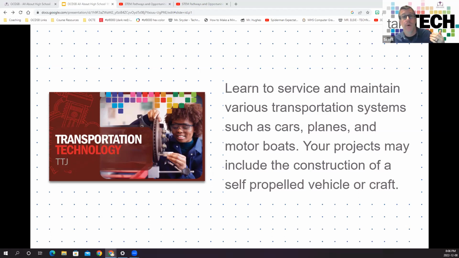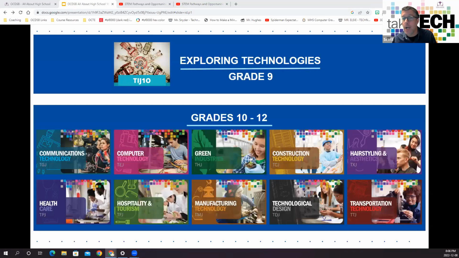So the question becomes, my child is going into grade 9. So how does this benefit them? They have a couple different options when they go into grade 9. And the first one, the one that I would suggest, is the TIJ course. The TIJ course, TIJ 1.0, is exploring technologies. What schools will do is they have the opportunity to give students a snippet of all the broad-based technologies they offer at their school.